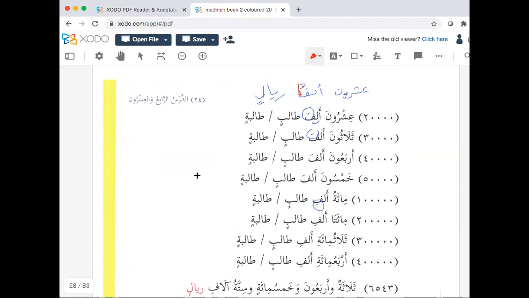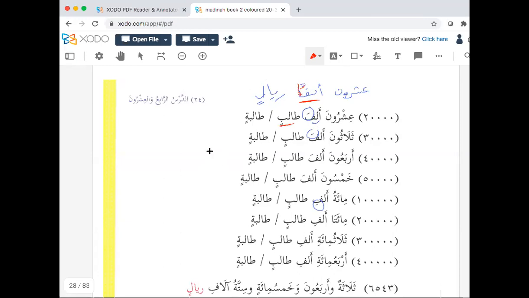Why? Because it's connected directly to the ma'dud bil idafa. The ma'dud is talib. And alf is connected directly to the ma'dud bil idafa. So because it's connected directly, then it takes the ruling of tamyiz. In actual fact, even without the ma'dud, it would become ma'dud by itself.